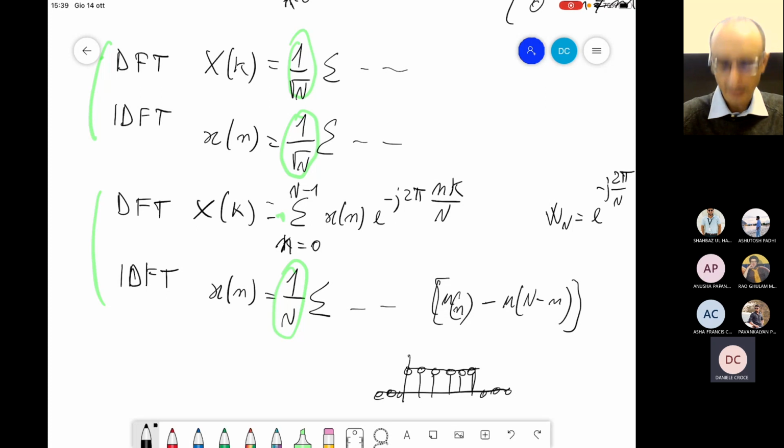Often we omit this because it's implicit in the DFT, but it's just a way to remind us that the DFT is 0 outside the interval between 0 and capital N minus 1. Okay, is it clear? The DFS is just basically the repetition of the DFT, so I will not spend time on this.